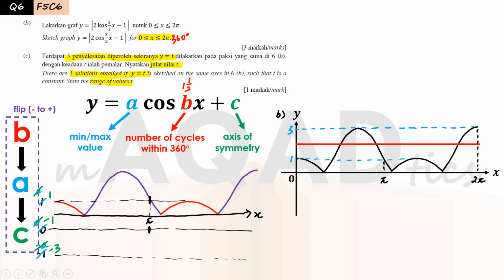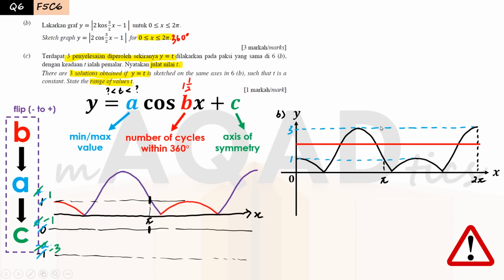Alright, so here it says range of values of t because there will be a lot of t values that will satisfy this condition. So we need to put it into a range format. So for example, t is between what value and what value?